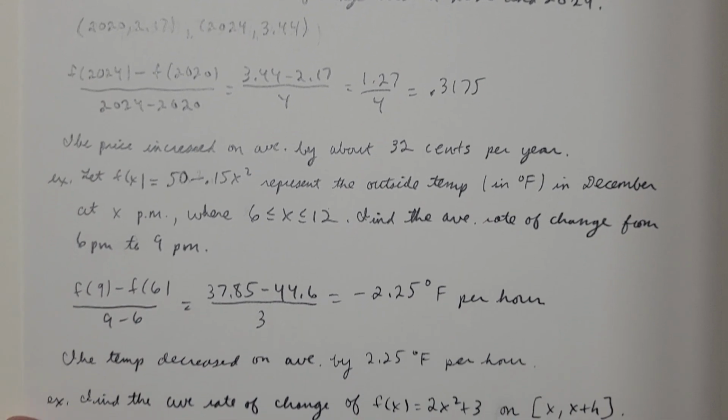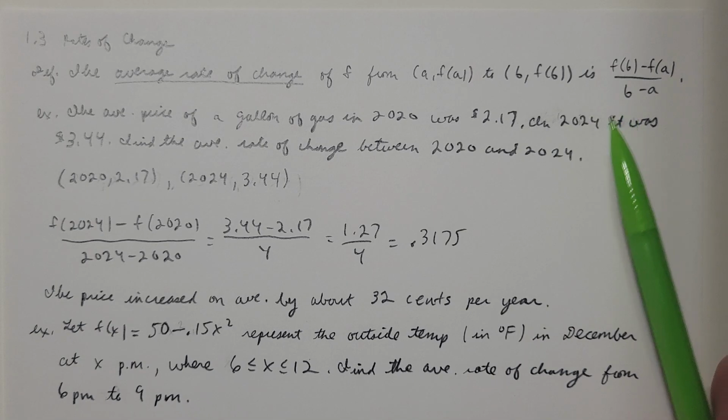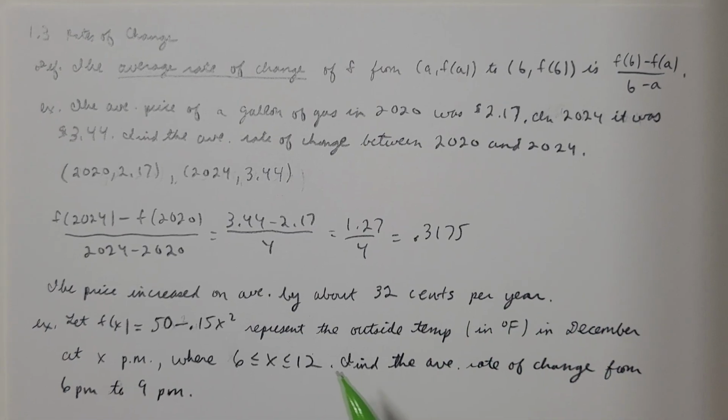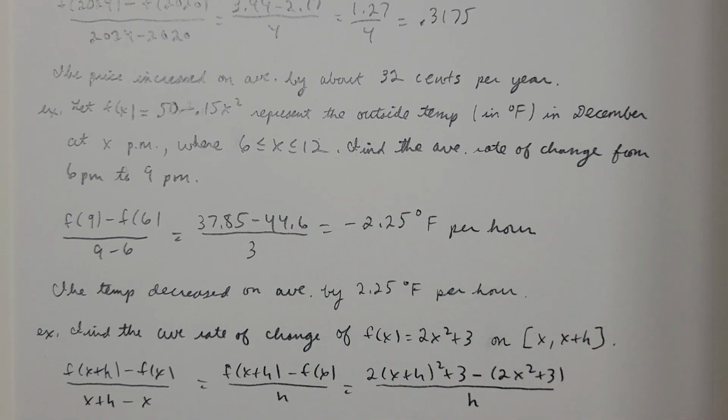let's try another example. Now, by the way, when I use this formula, the average rate of change can be a positive or a negative number. So like in this problem, it was a positive number. Okay, let's take a look at this example next. Let f of x be equal to 50 minus 0.15 x squared represent the outside temperature in degrees Fahrenheit in December at x p.m., where x is a number between 6 and 12. Find the average rate of change from 6 to 9 p.m.